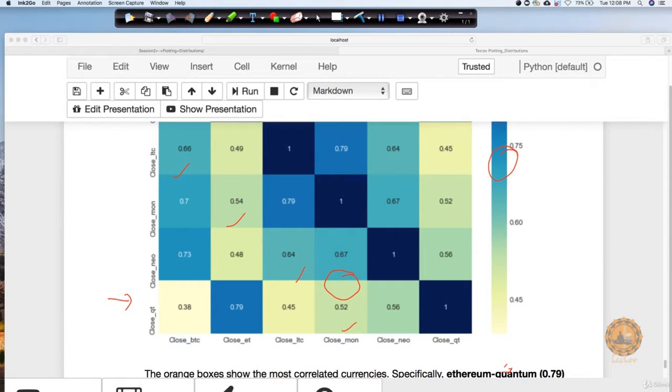So you can see this particular section again. When I say this, I mean close_ITC and close_mon. These two are highly correlated currencies in this particular case. So that's what you can infer from this.